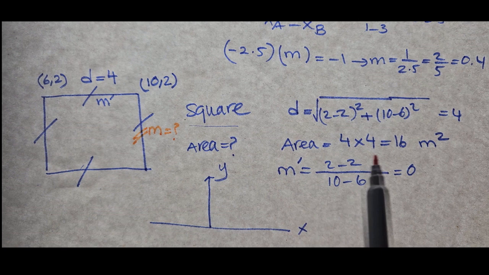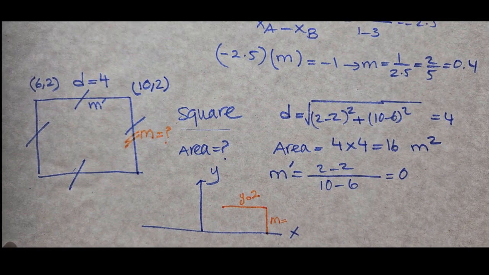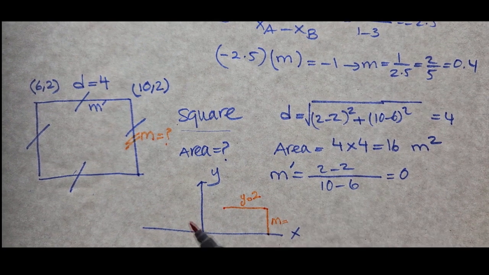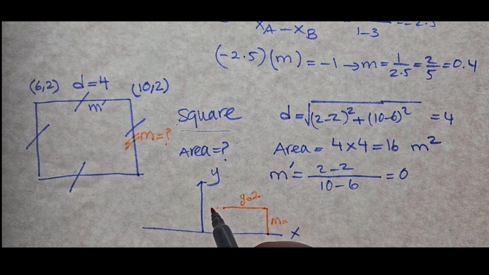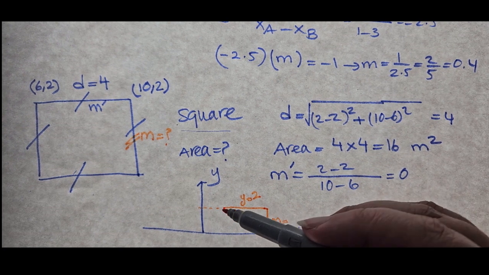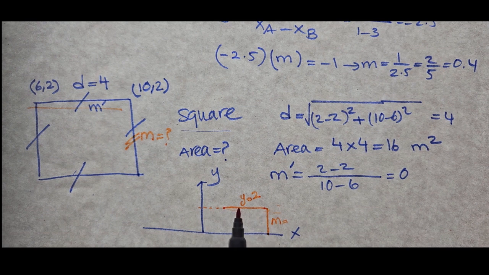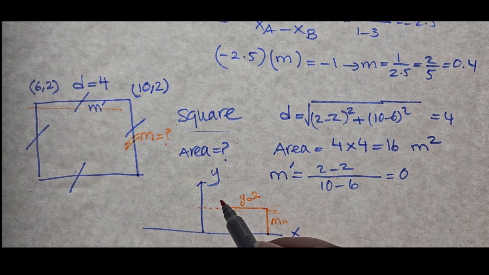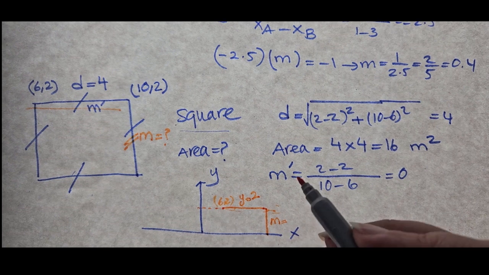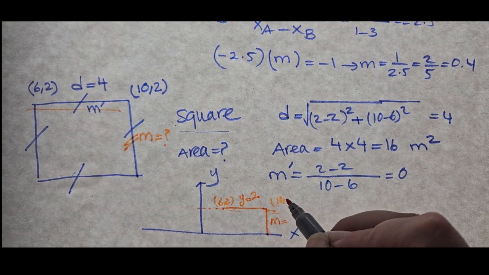Okay, and it is parallel to the x-axis. Here I'm trying to give you a better visual representation. So here, this is your line. Okay, so one side is (6, 2), the other side is (10, 2). So the equation of the line is y equals 2.